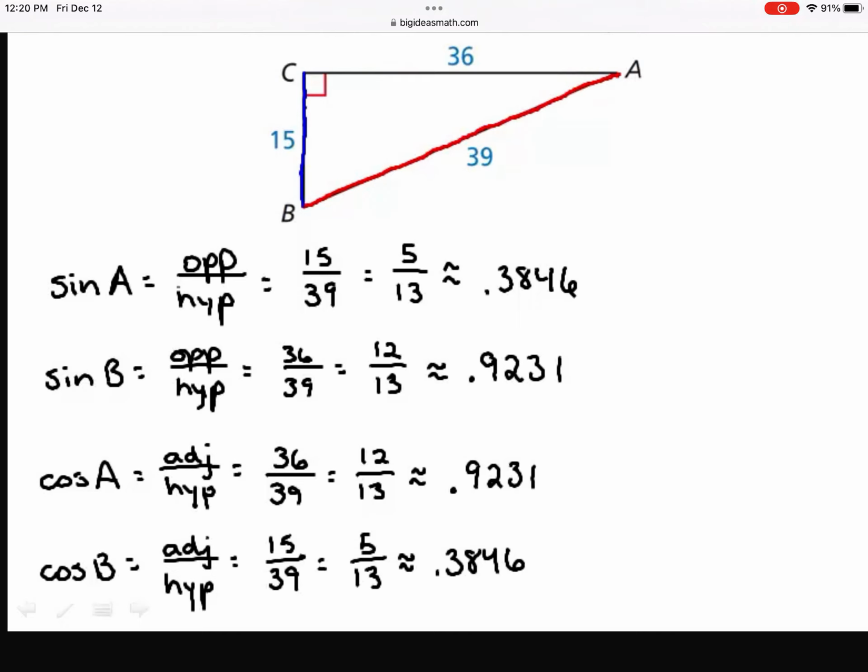The cosine of B is equal to the adjacent side over the hypotenuse, which equals 15 divided by 39, which equals 5 divided by 13, which is about 3,846 10,000ths.